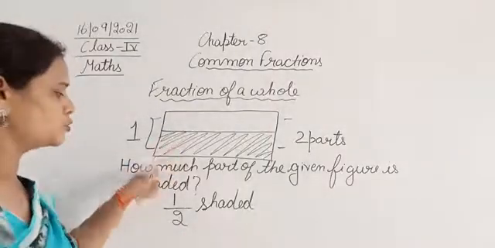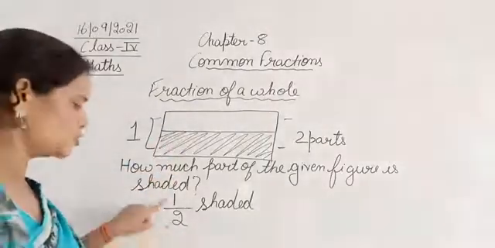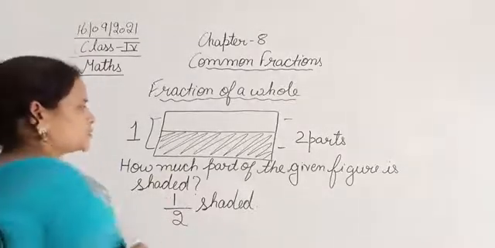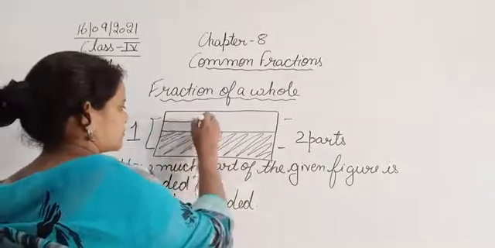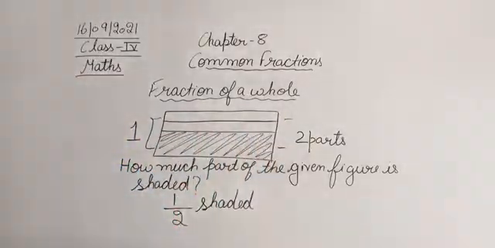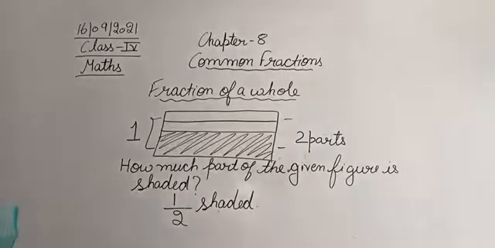So out of 2, 1 part is shaded. Similarly, suppose it is divided into 3 parts. If I divide it into 3 parts, okay?